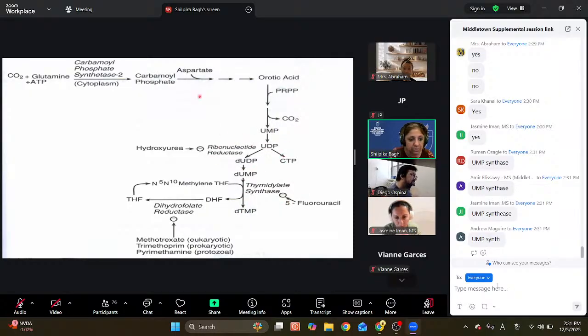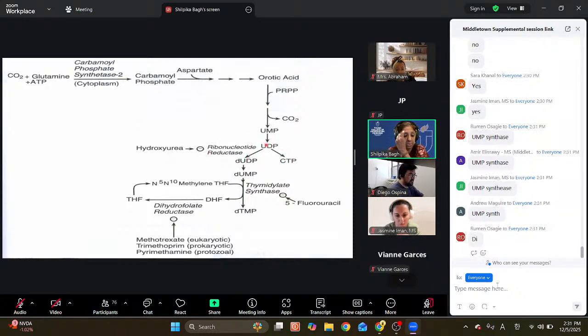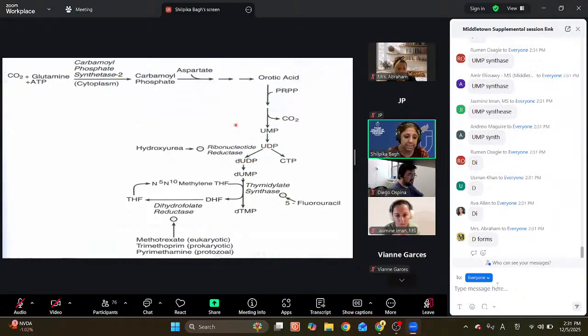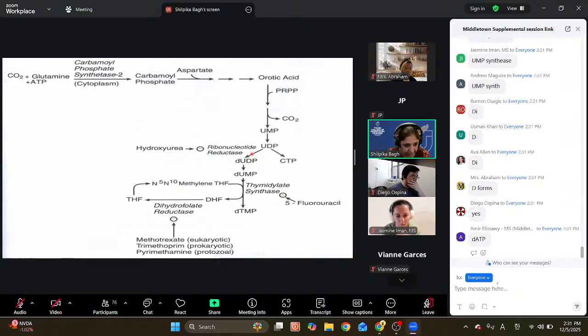Only which forms are converted into deoxy forms? Not mono, only di. Is there also a natural inhibitor here, which is accumulating in ADA deficiency? Deoxy ATP, absolutely. Any deoxy form can inhibit, but deoxy ATP is the ultimate inhibitor, right?